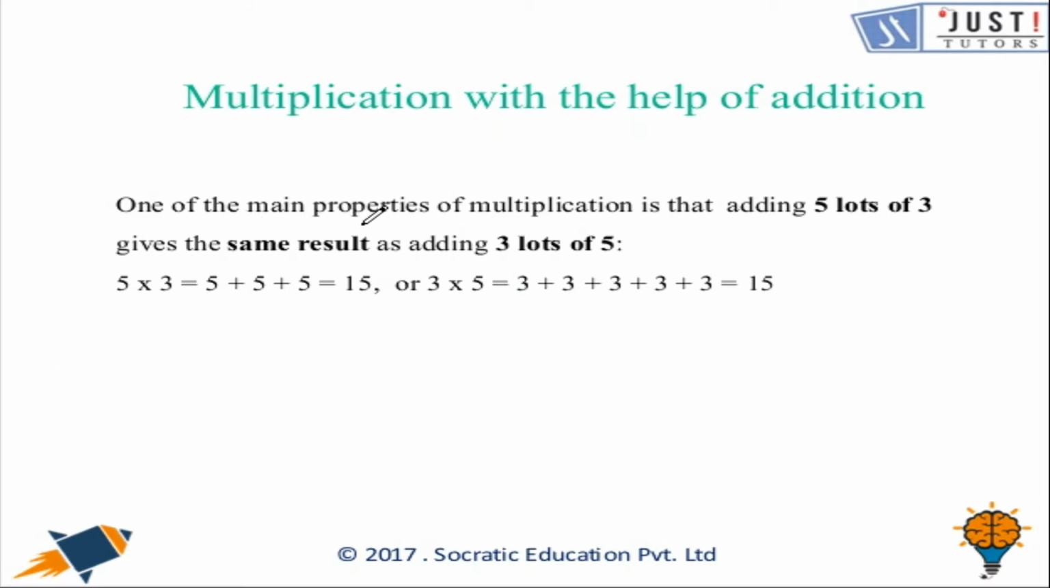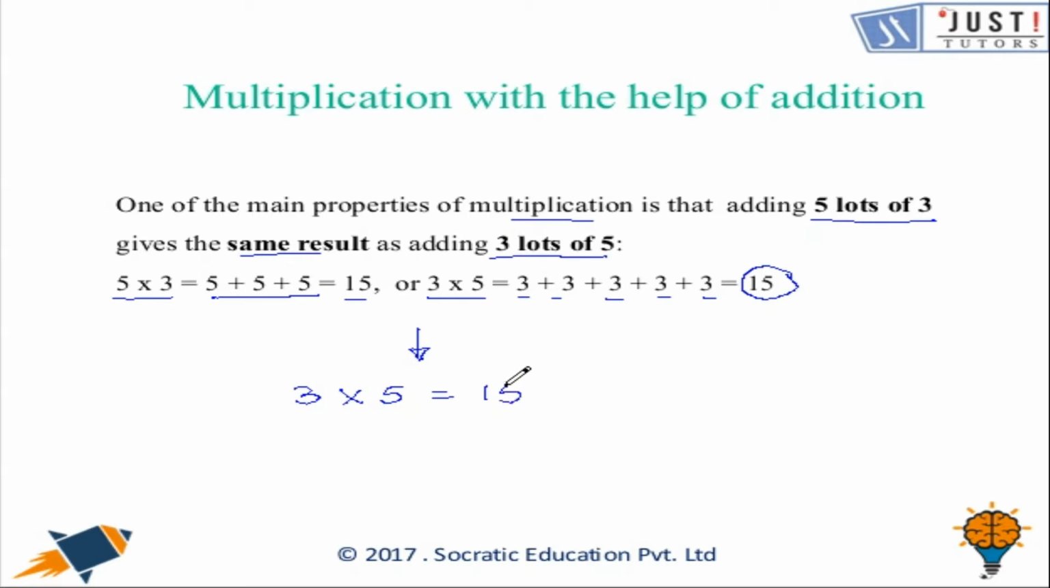Now, one of the main properties of multiplication is that adding 5 lots of 3 gives the same result as 3 lots of 5. This is a very important result. So 5 times 3 means 3 lots of 5. When you add it, you'll get 15. Or when you do 3 times 5, that means 5 lots of 3, which is also 15. So this gives us a very important fundamental property of multiplication, which is no matter in what order you multiply two numbers, the result will always be the same. This is one of the most important things to keep in our mind.